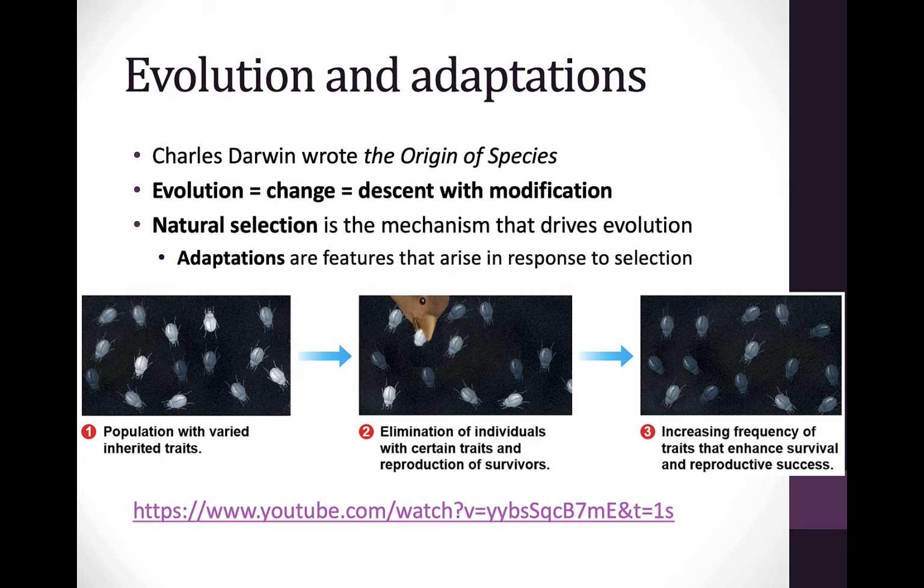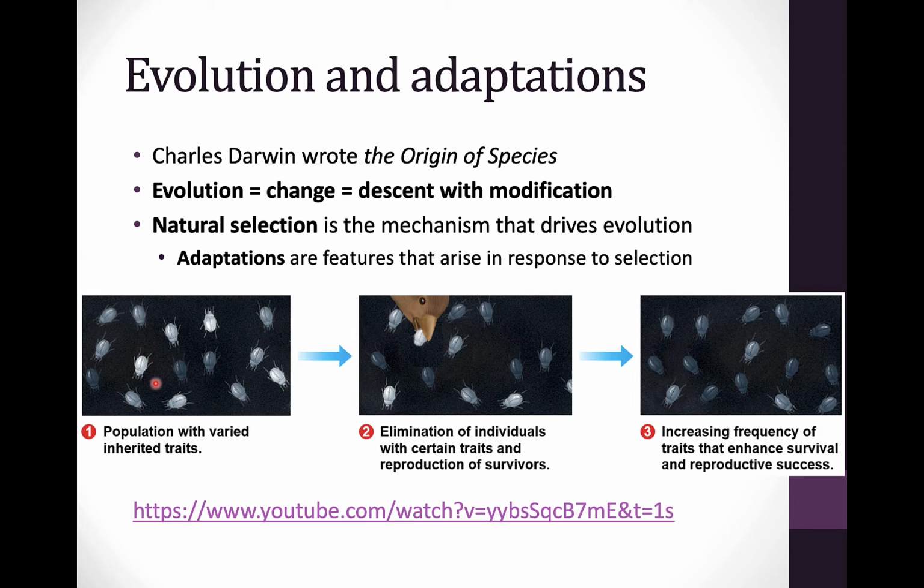So an adaptation is a feature, right? It doesn't necessarily mean it's good or bad, but a feature is going to be good or bad for an individual based on the environment it's in. So natural selection will select for adaptations that allow an organism to live in that environment, and natural selection will select against adaptations that are detrimental to living in a specific environment.